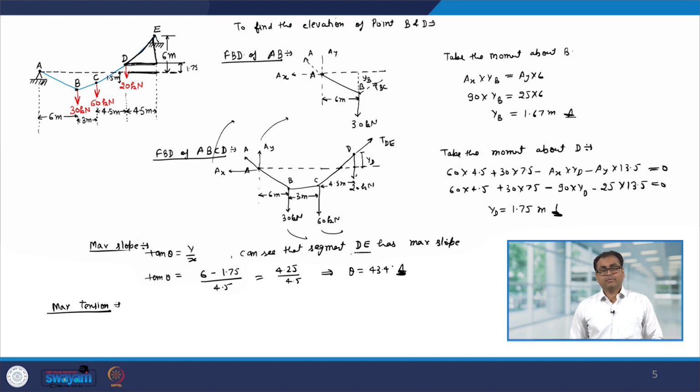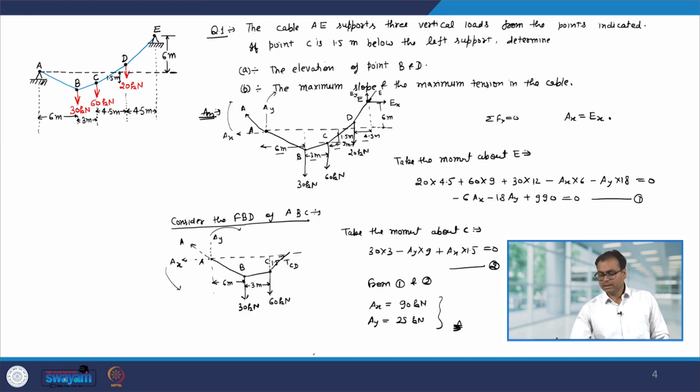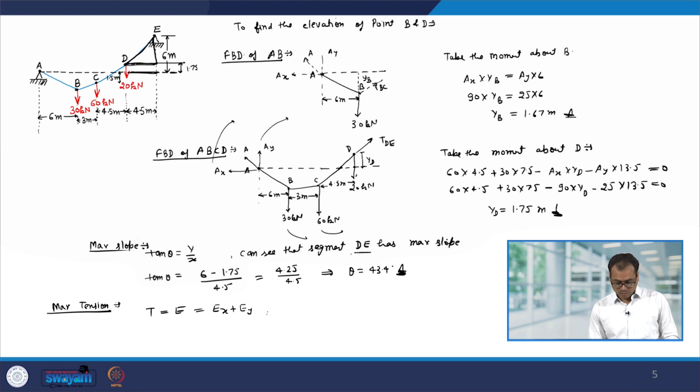Now, let us calculate the maximum tension. The maximum tension will be at the highest point, and the highest point is E. So, at point E we will have maximum tension. Let us calculate that. T is basically E, and E is nothing but Ex plus Ey. Now, when we consider the free body diagram of the entire cable, then we saw that Ex is nothing but Ax. Okay. So, Ex is nothing but Ax, and Ax we have calculated, it is 90 kilonewton.